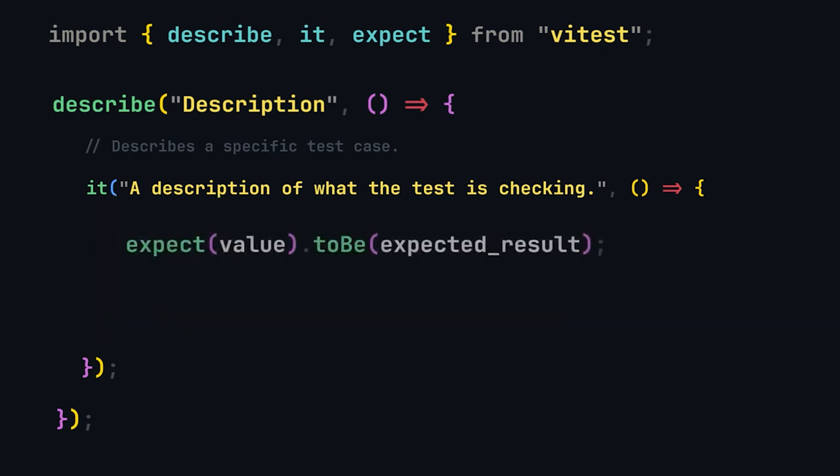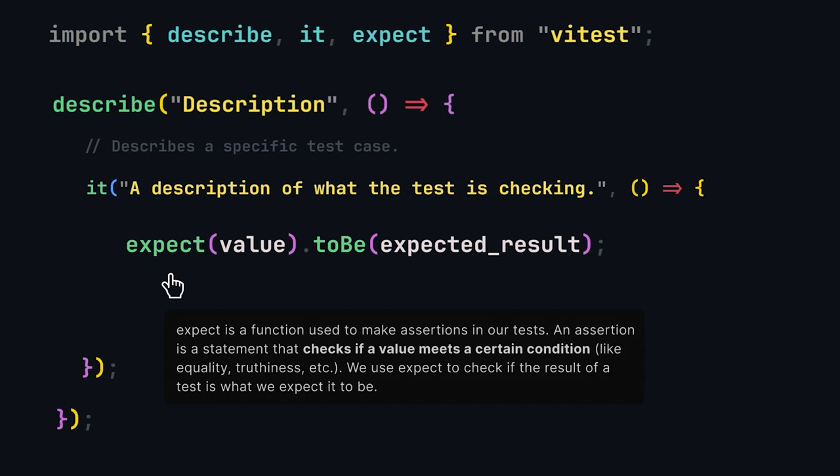And now let's talk about the final piece, which is called expect. Expect is also a function used to make assertions in our test cases, and an assertion is a statement that checks if a value meets a certain condition, like equality, truthiness, falsiness, etc. We use expect to check if the result of a test is what we expect it to be. This is how the syntax will look. First we use expect, then we provide a value, and then we have different assertions, like toBe and so on, which we are going to cover in great detail in this course.